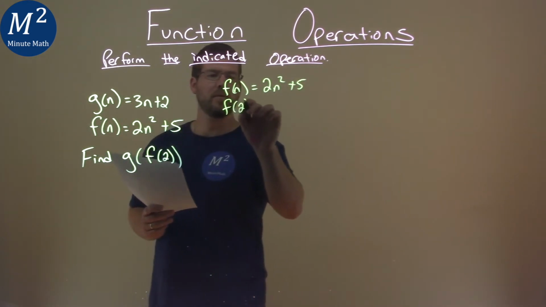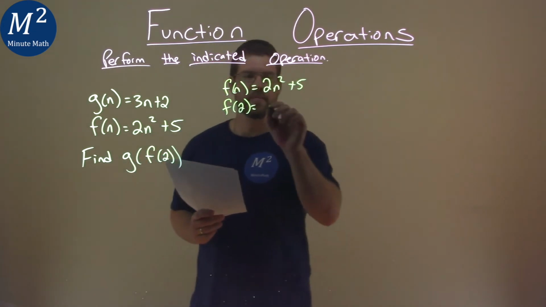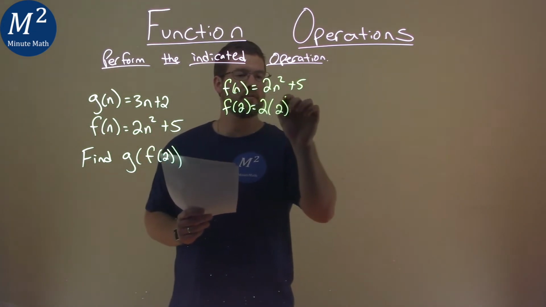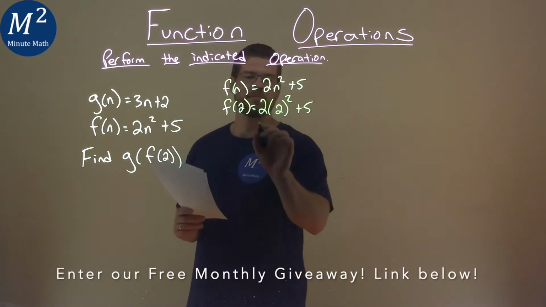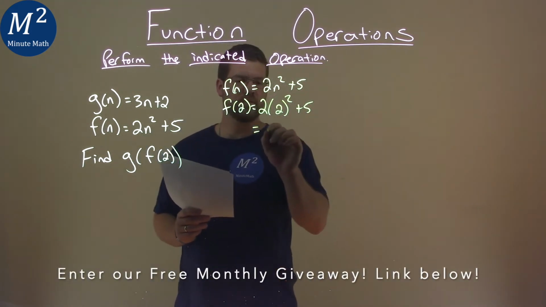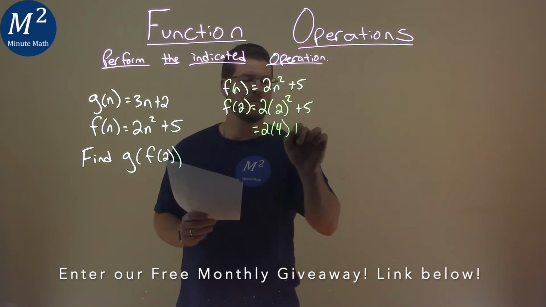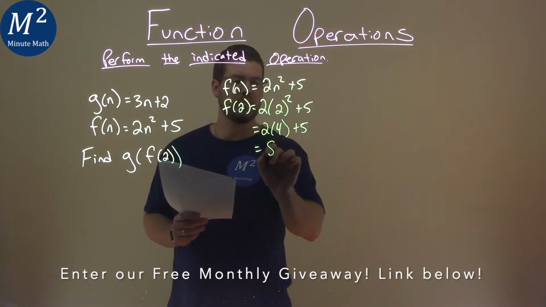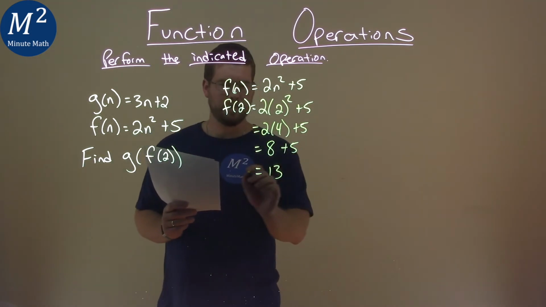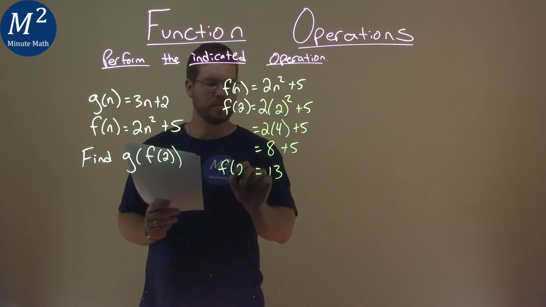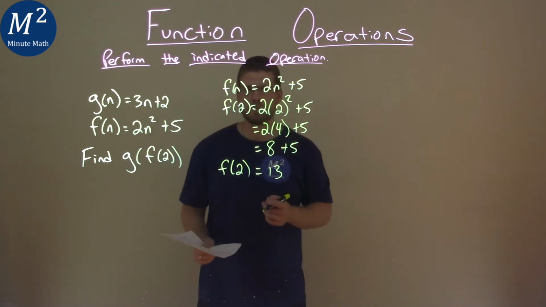f of 2 now, we're going to plug 2 in for n. So we have 2 times 2 squared, lots of 2's, plus 5. Okay? Well, 2 squared is 4, so we have 2 times 4 here, plus 5. 2 times 4 is 8, plus 5. And 8 plus 5 is 13. And so f of 2 is equal to 13.